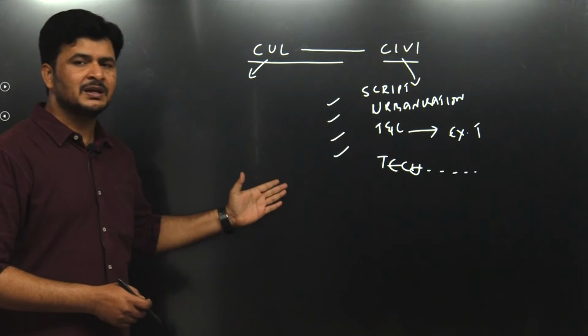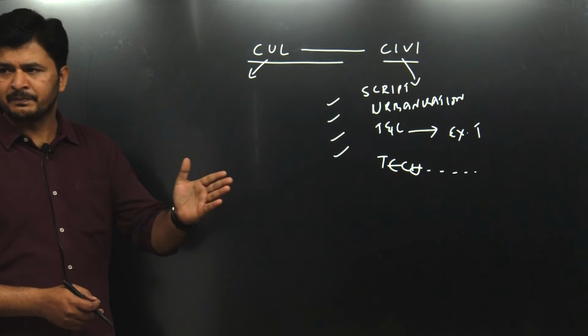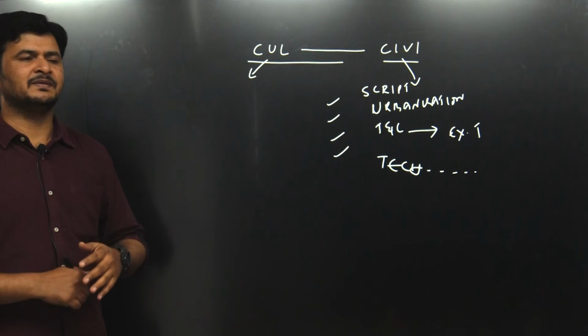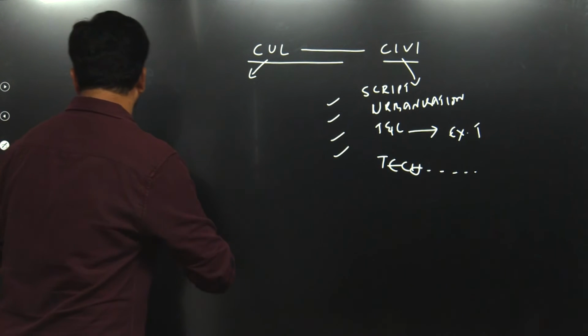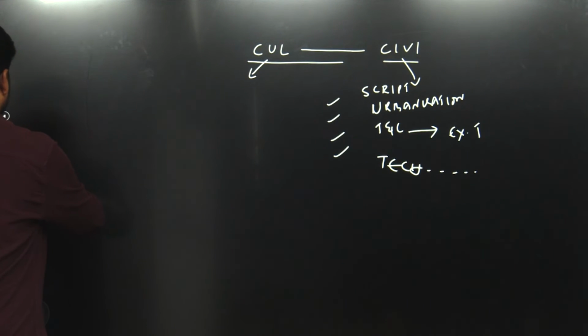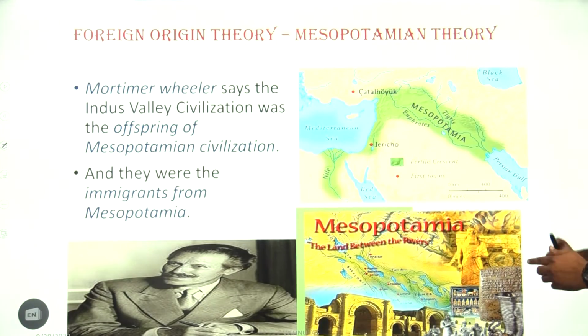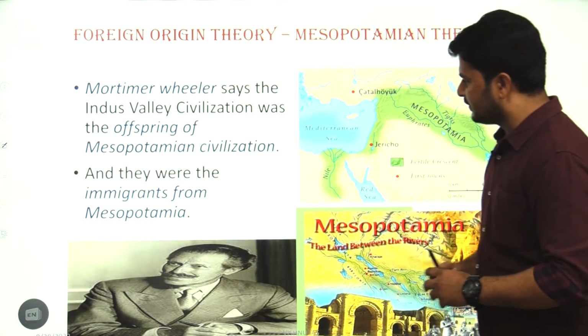We had cultures. These cultures over a period of time emerged as civilization. So this is how we need to understand it. So that is a hypothesis, you call them. Right? So those scholars were associated with the foreign origin theory. That is, they say Indus people hail from Mesopotamia, especially Mortimer Wheeler.